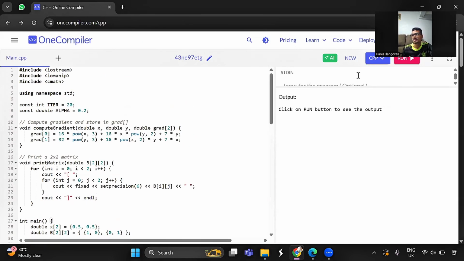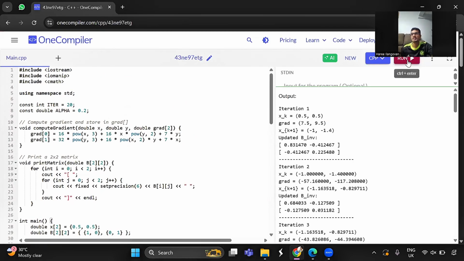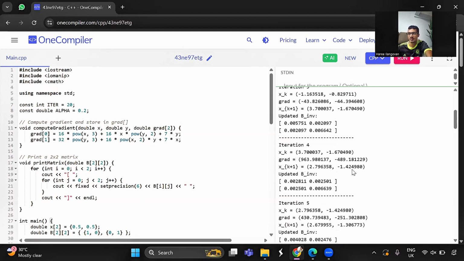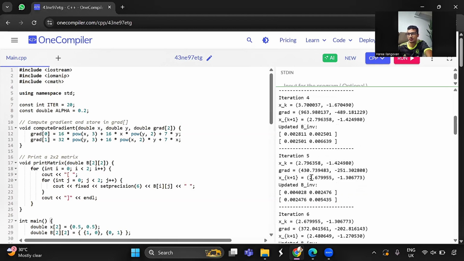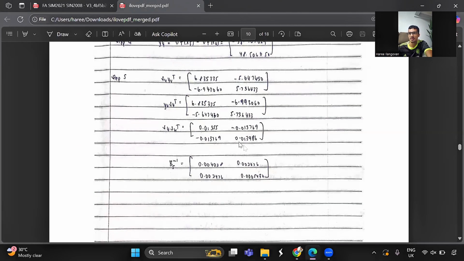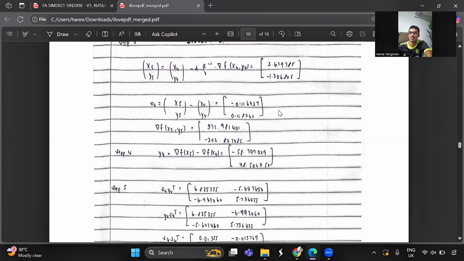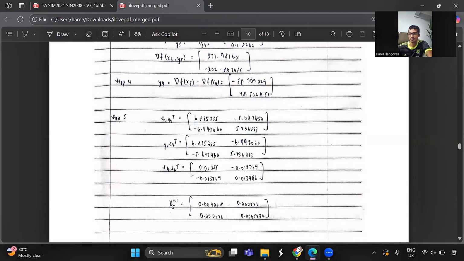So if I just click run over here, you can see the iteration 1 value would be -1 and 1.4. Iteration 2 would be -1.16 and -0.8297. And moving on to iteration 5, we have the values to be 2.679955 and -1.306773. Comparing to my answer, 2.67 and -1.3, I got 2.67 also and -1.3. And my answer is almost close to the one in the Excel.